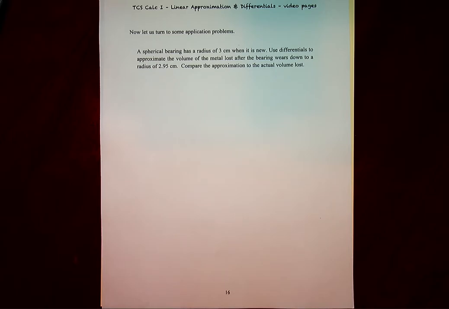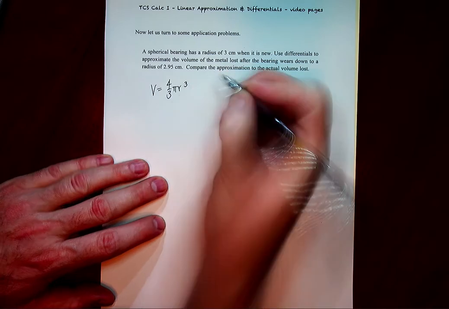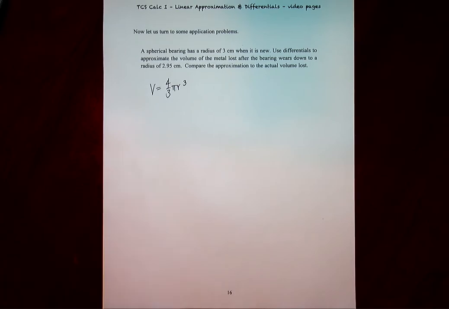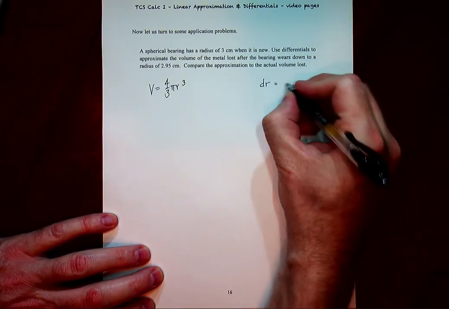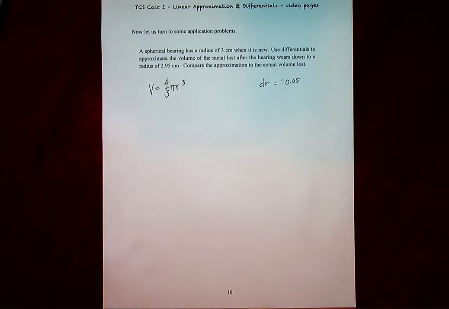Okay, the moment that it's spherical, its volume V is equal to 4/3 pi r cubed, right? Now, it says approximate the volume of the metal lost. So basically what you're looking for is the difference between the original volume and the volume when it wears down to a radius of 2.95 centimeters. Now that means that my dr, the change in radius, is going to be 0.05. Well, let's keep it with the negative, simply because it does decrease.